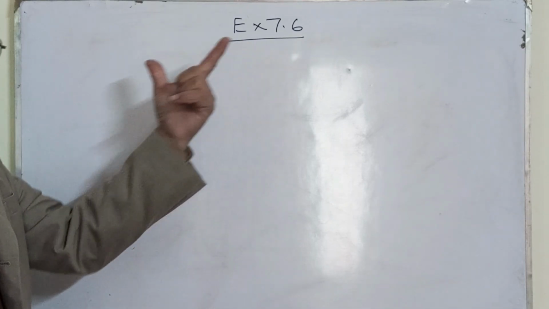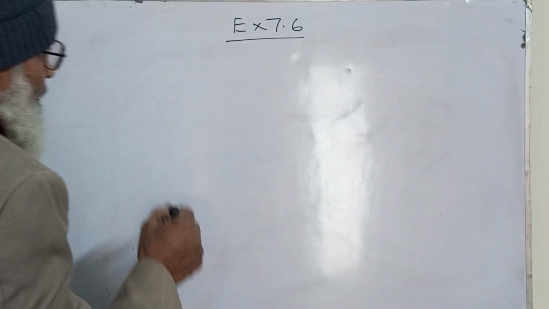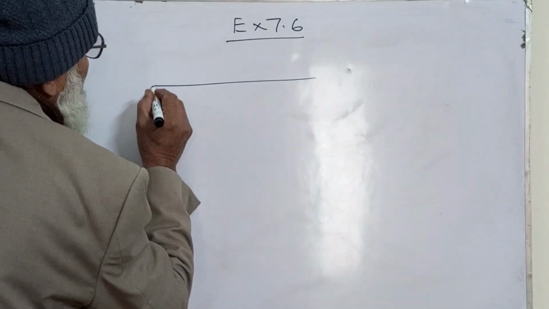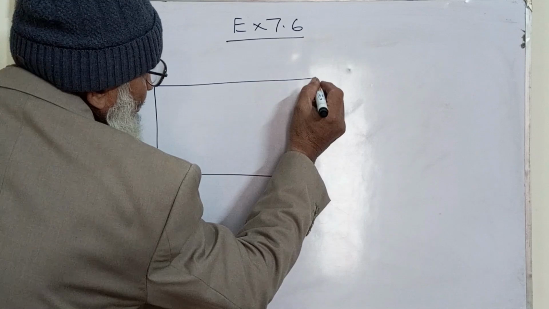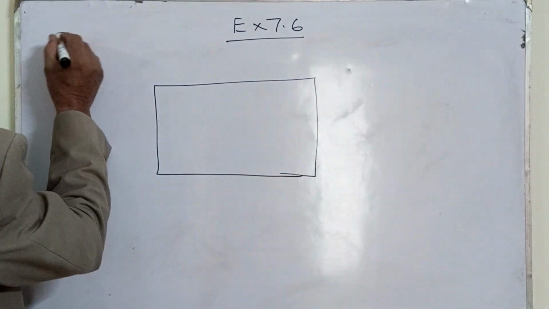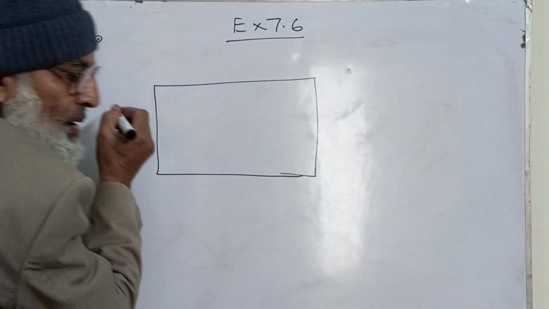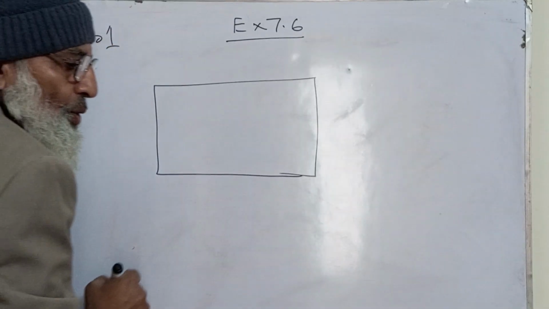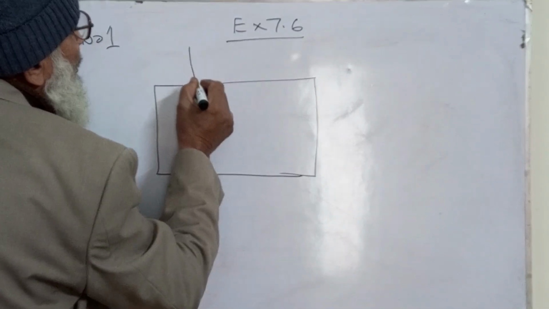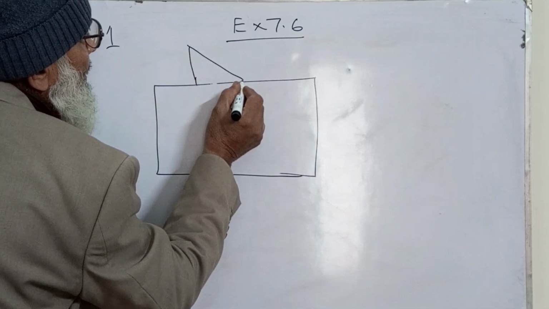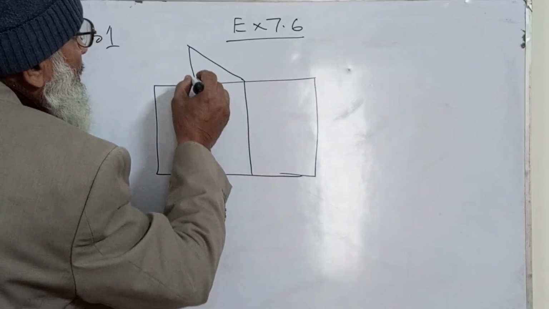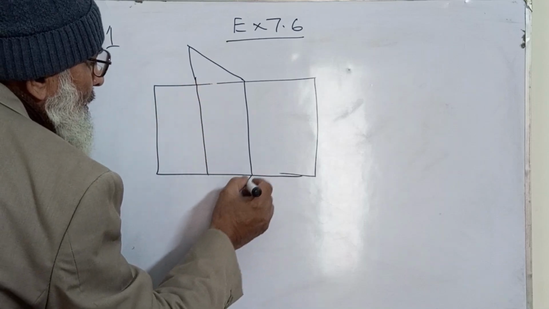Exercise 7.6. Now, in exercise 7.6, a figure is given to you. Question number 1. This is only question number 1, there are no other parts. And some triangles are also given to you. Okay, now this is given.